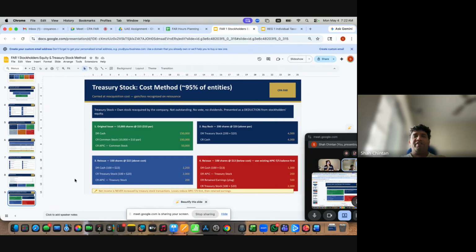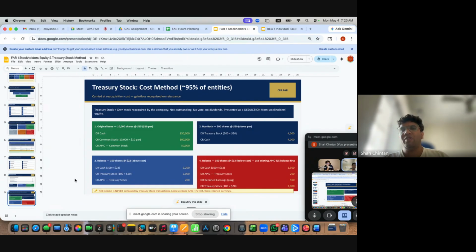Treasury stock means a stock which is bought back by the company. Now, for treasury stock, you have two methods which are allowed by the accounting standard. Number one, cost method. Number two, par value method. 95% of the companies use the cost method as it's easy to maintain. 5% of the companies maintain the par value method or a stated value method.